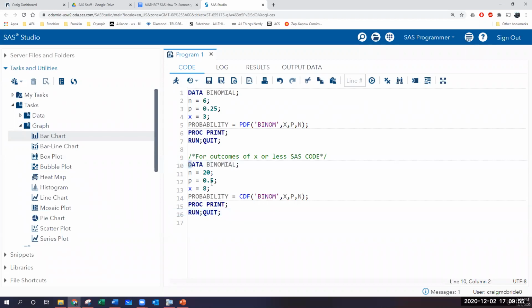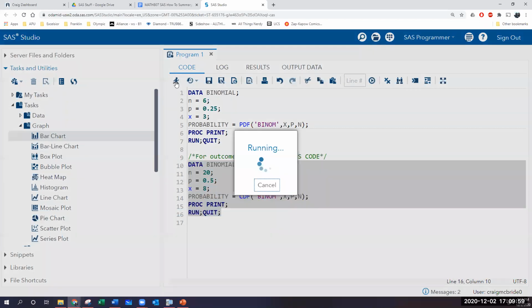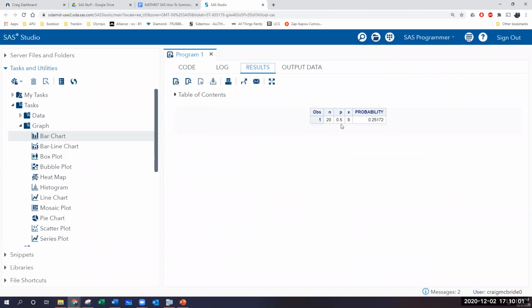So in this case, if I highlight this and run this, that gives me the probability of 0 up to and including 8 successes when the probability of success is 1/2 and I have a sample size of 20. So it's kind of like flipping a coin 20 times. What's the probability of getting 8 or fewer tails? Well, that would be the probability.